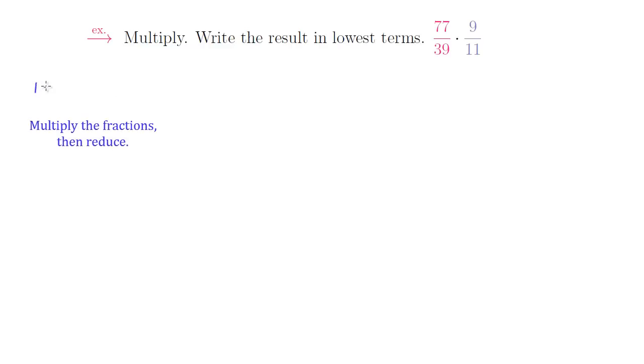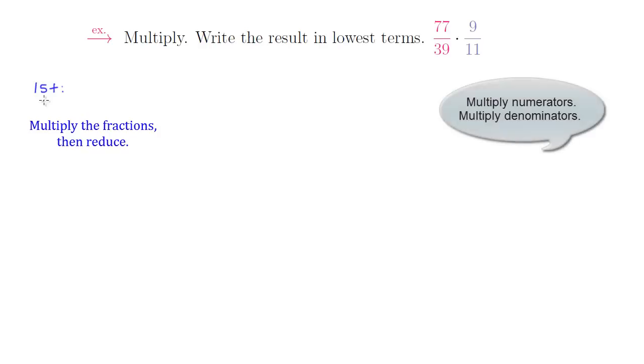The first case, we're going to multiply the fractions and then reduce. When we multiply fractions, remember, you need to multiply straight across. That is, you multiply the numerators, and then you multiply the denominators. We have 77 over 39 times 9 over 11. We multiply 77 times 9 on the top, and then 39 times 11 on the bottom.